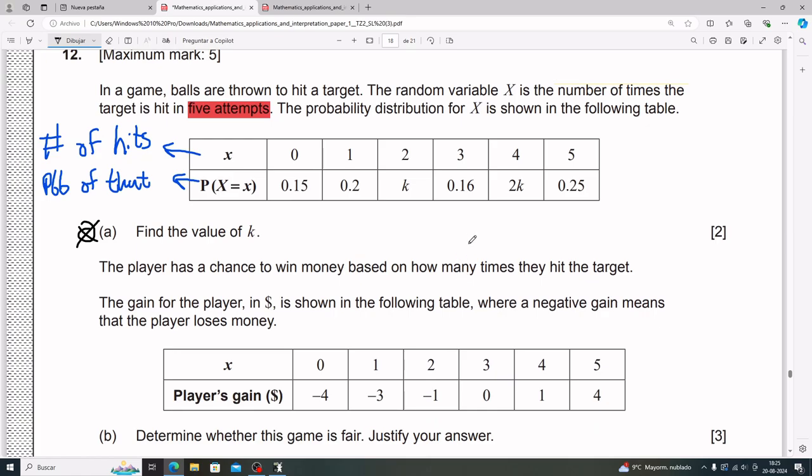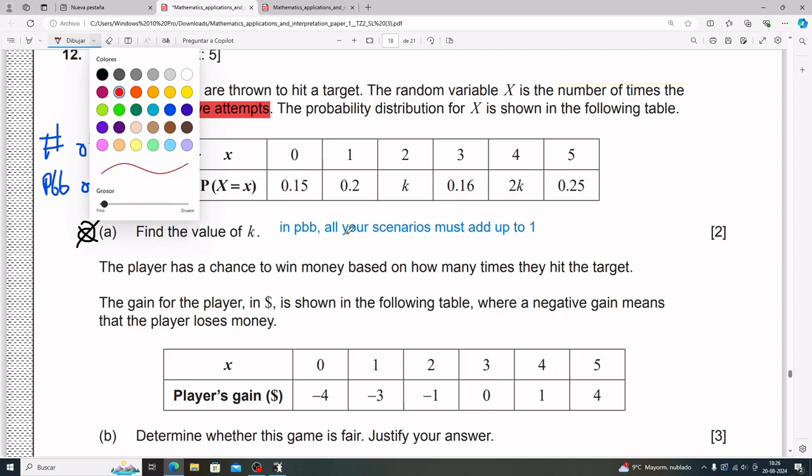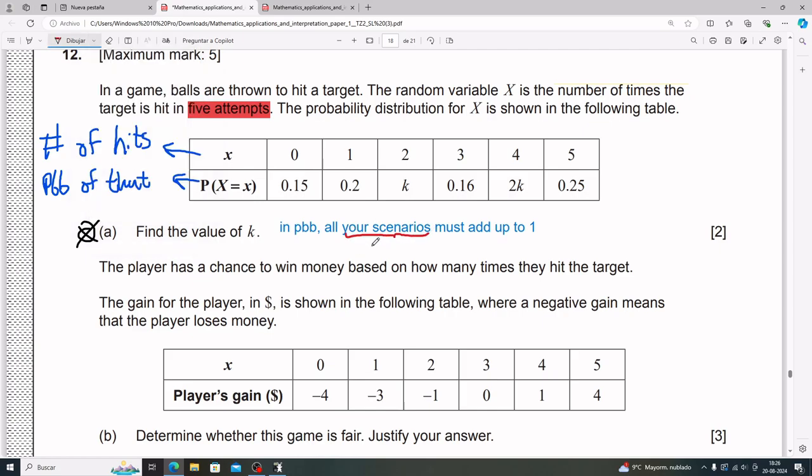There's only one key piece of information you need to have in mind for this part. Okay? And that's the following. In probability, all your scenarios must add up to 1. And once you understand this thoroughly, you're going to be able to solve any probability problem. Well, almost any, okay? What do I mean by all my scenarios must add up to 1? When I say all your scenarios, I really mean all your probabilities. Probabilities must add up to 1.